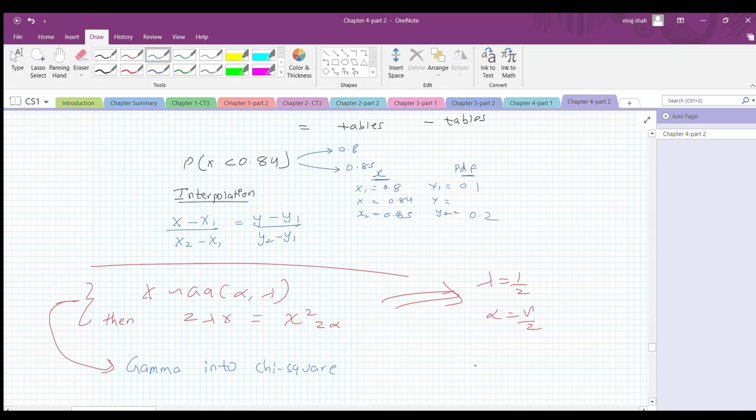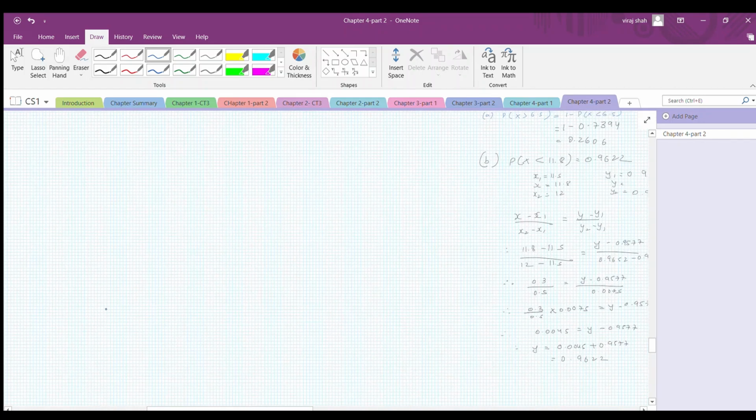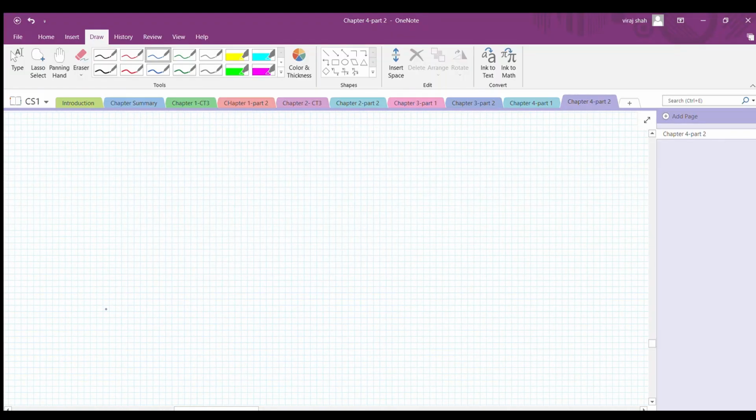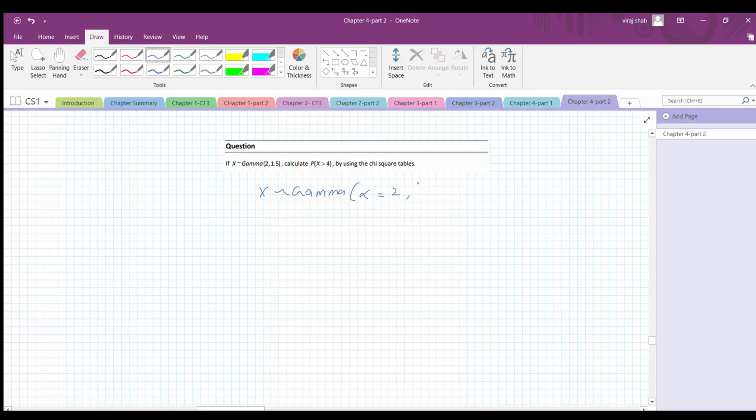So let us understand with one sum. Just saying this would make it much more complicated. Okay, so let us do one sum. You will get a hang of it. See, if x follows gamma with 2 and 1.5, I want to calculate the probability x greater than 4. X follows gamma with alpha equal to 2 and lambda equal to 1.5.